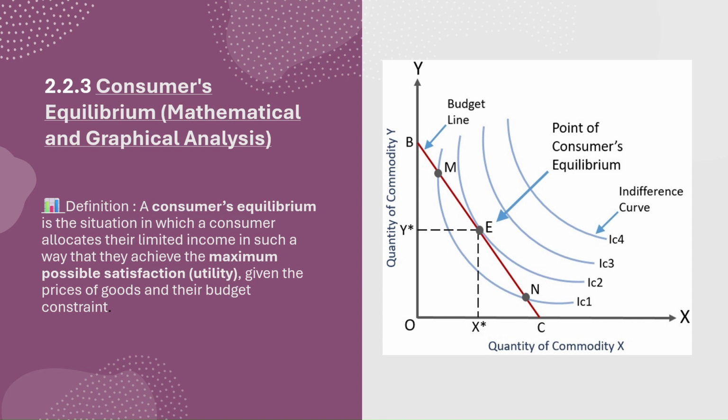We can say that in a different way: the point E resides on a higher IC. It is on IC2. The higher the indifference curve, the higher the utility. So a consumer will obviously want more utility, so he will go with point E. And if we see the coordinates of E, we have x star and y star. The x star and y star represent the consumer's equilibrium point. The point E is the consumer's equilibrium point.